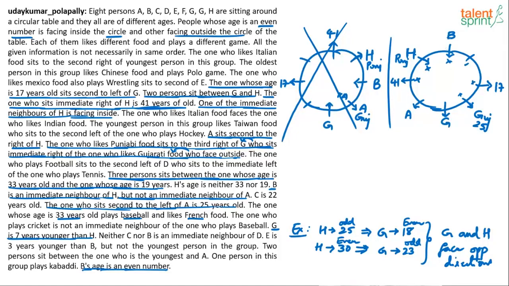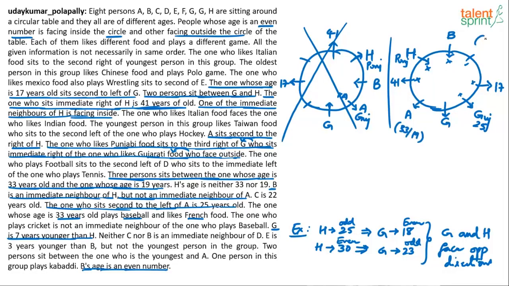Why? Because B is facing center. If B is facing center, B has to be an even number. So B and G cannot be 33 and 19. Opposite H and G, H and 25 also cannot be 33 and 19. Opposite, similarly, 41, 30, 17 also cannot be 33 and 19. So 33 and 19 are A and this person.